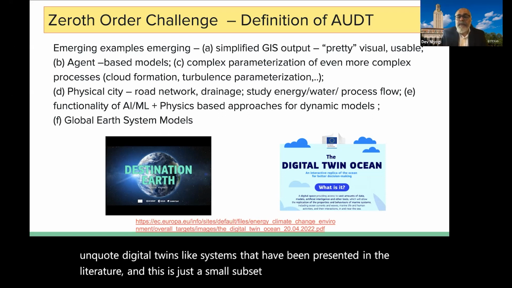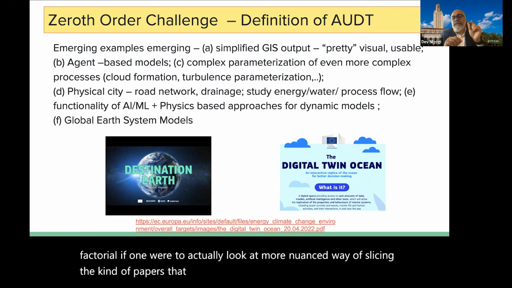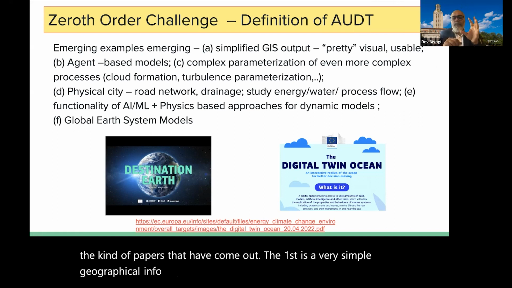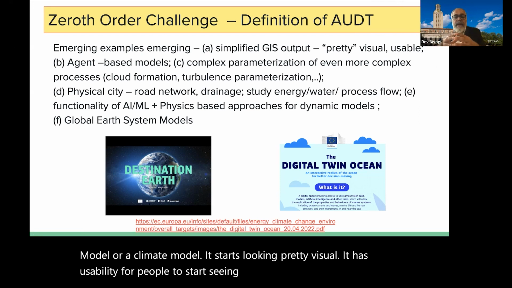There might be probably 6 factorial if one were to actually look at a more nuanced way of slicing the kind of papers that have come out. The first is a very simple geographical information system kind of output from a geographical model or a climate model. It starts looking pretty visual. It has usability for people to start seeing what it is. And that's been called a digital twin.